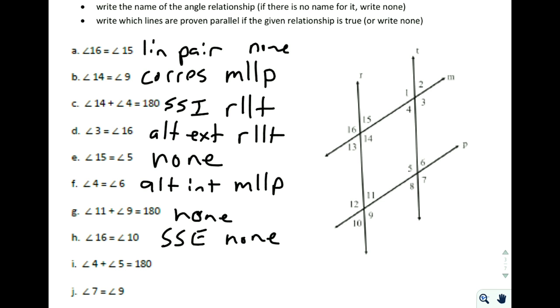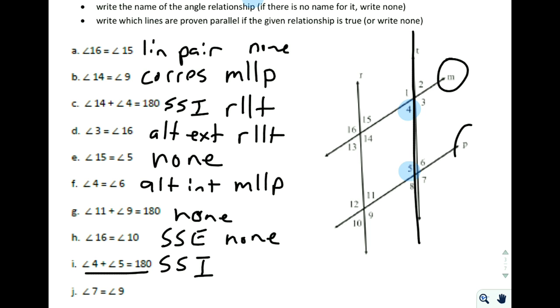Next one, I, we have angle 4 and 5 is 180. So 4 and 5 here, those are same side interior angles, and same side interior are supposed to be supplementary, just like same side exterior, and in this case they do add up to 180. So we do get parallel lines. Now we have a transversal T, which means that we are connecting lines M and P to be parallel. So M is parallel to P.